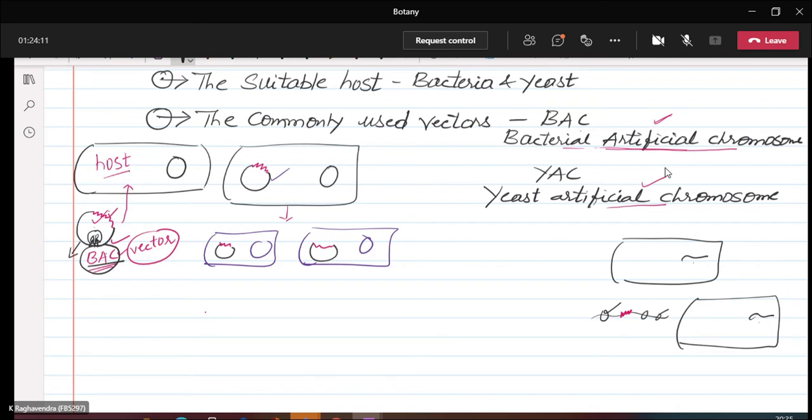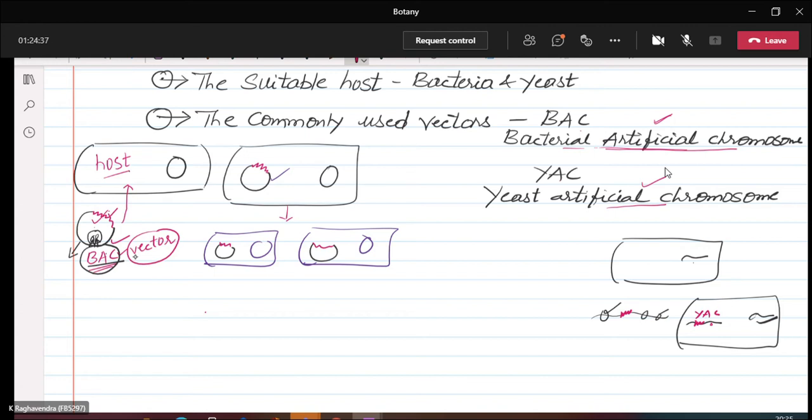Yeast has its main genome. Apart from that, one more fragment they inserted with the desired gene. This is the yeast artificial chromosome, and it has the ability to replicate because it has an origin of replication. This is one of the important points we have discussed. Origin of replication is very much necessary; the vectors which we are using in recombinant DNA technology must and should have an origin of replication.